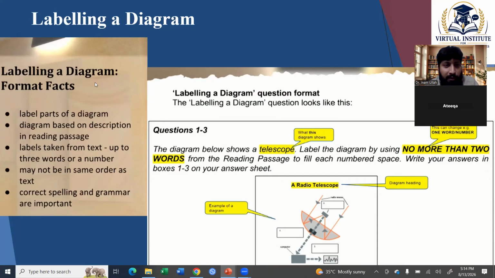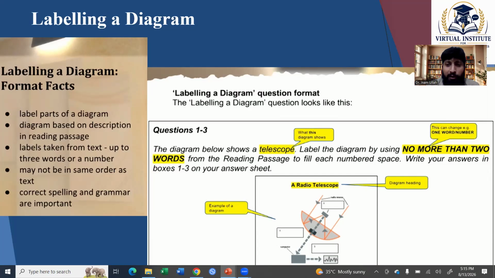So the facts about labeling a diagram are that you have to label parts of a diagram, right? You will have a diagram based on a description and reading passage. So there will be a reading passage, along with that there will be a diagram, right? Label tasks are taken from the text, up to 3 words or a number, right? So when you are labeling, you will have to take numbers or words from the text and then fill the gaps in the labels, and they can be maximum up to 3 words or a number, right?